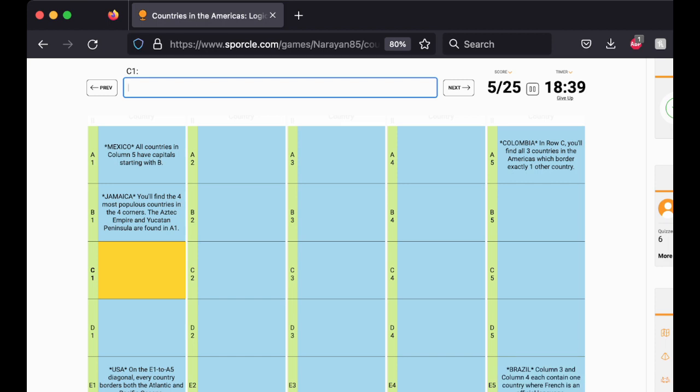Okay. In row C, you'll find all countries in the Americas which border exactly one other country. Canada borders only the United States. Also, with E5, column 3 and 4 each contain one country where French is the official language. English and French are the official languages in Canada, and Canada borders the Pacific and Atlantic. So I think with the 3 hints, C3 is Canada. Alright.